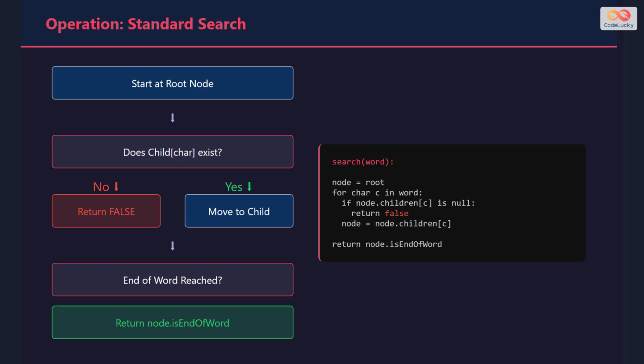Now let's look at a standard search without wildcards. It is very similar to adding a word. We start at the root and follow the path defined by the characters in the query. If at any point the required child node does not exist, we immediately return false. The word is not there. If we successfully traverse the whole string, we check the isEndOfWord flag of the final node. If it is true, the word exists.